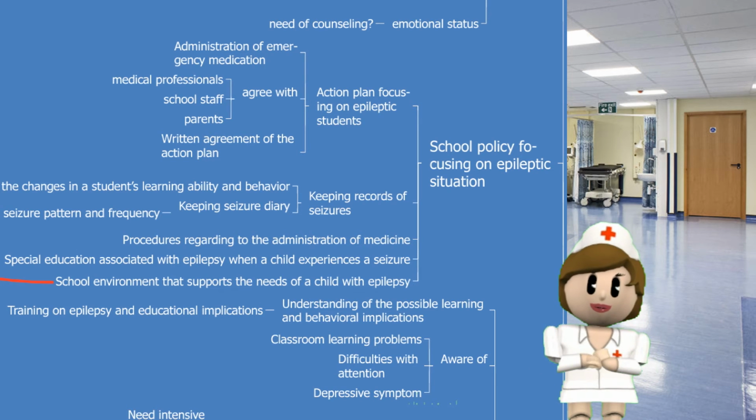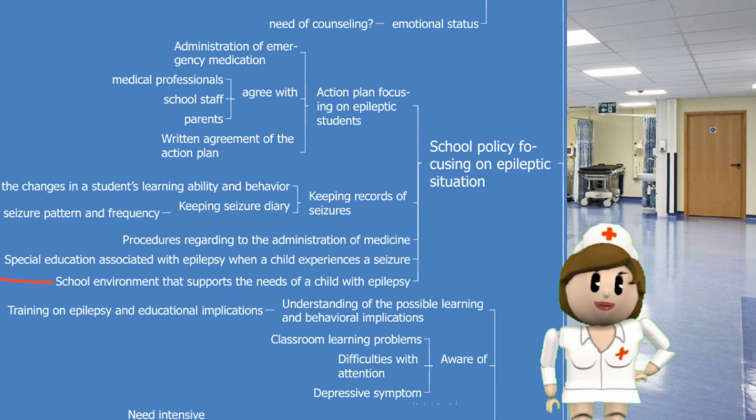On the other hand, when a child goes into a prolonged seizure or a series of seizures without regaining consciousness in between, the administration of emergency medication may be needed, so we should assess if there is any action plan for this situation, and it should be agreed between parents, school staff and medical professionals. It is essential that school staff have a clear understanding of what to do in such situations, and a written agreement on the action plan needs to be made available to all staff.